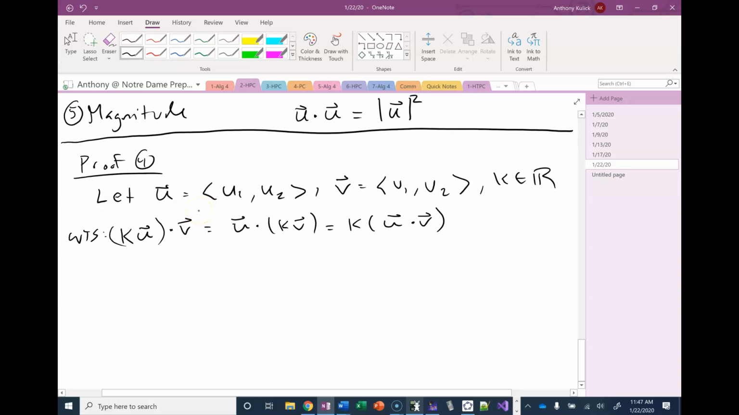So I want to show this, right? Everybody okay with that? So basically what I'm going to do is figure out... WTS is want to show. Yep. So what I'm going to do is figure out the component form for each one of these three versions. And if they have the same component form, then they have to be equal, right?